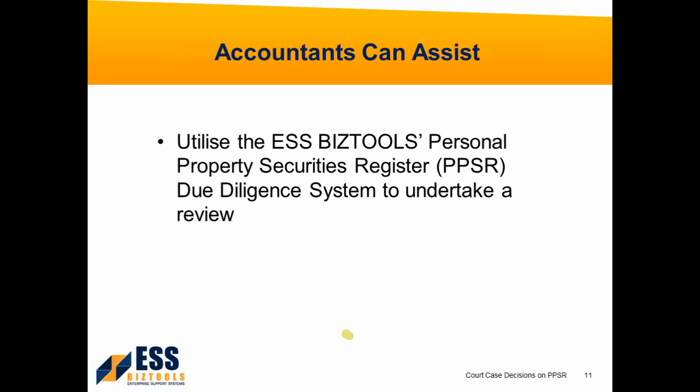So accountants can assist by utilizing the product we've produced as part of our overall product range. We call it the PPSR due diligence system, that you can undertake a review of your clients to find out where they have the weak spots that they could be registering. Time taken to undertake this task in general will be 1 to 3 hours. I have had feedback that one took nearly 8 hours. The client had a lot of different activities going on. And the practitioners are charging $350 to $400 per hour plus GST to undertake the review.